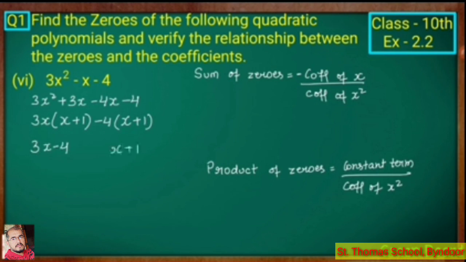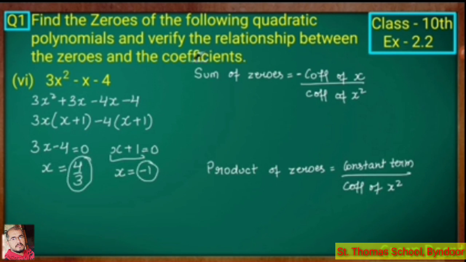If we compare with zero on both sides, then 3x − 4 = 0. Minus 4 I have to send it over: plus 4. Then the 3 we send as divided by 3, so the answer is x = 4/3. Next, x + 1 = 0, then plus 1 goes to the other side as minus, so x = −1. So 4/3 and −1 are the two zeros.